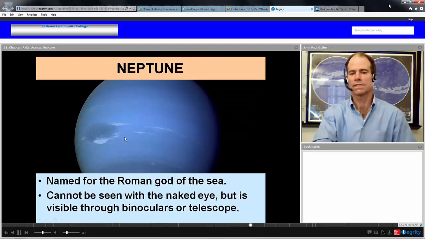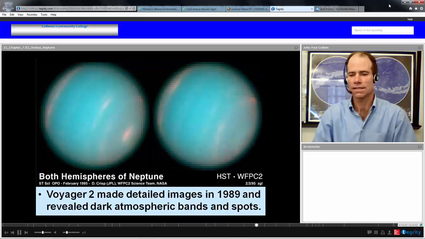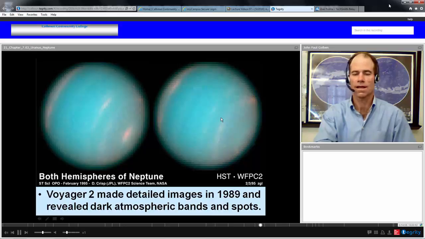Neptune cannot be seen with the naked eye, but is visible through binoculars or a telescope, and we can see in this picture taken by Voyager 2 in 1989, so 3 years after it had taken images of Uranus, that it revealed dark atmospheric bands and spots, reminiscent of the other Jovian planets, especially Jupiter and Saturn. At that time, not reminiscent of Uranus, but now we see that Uranus looks very similar to the way Neptune does in these pictures.